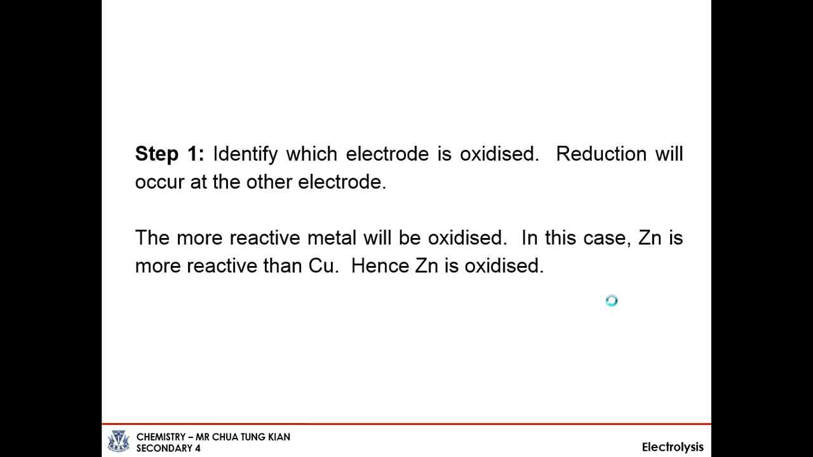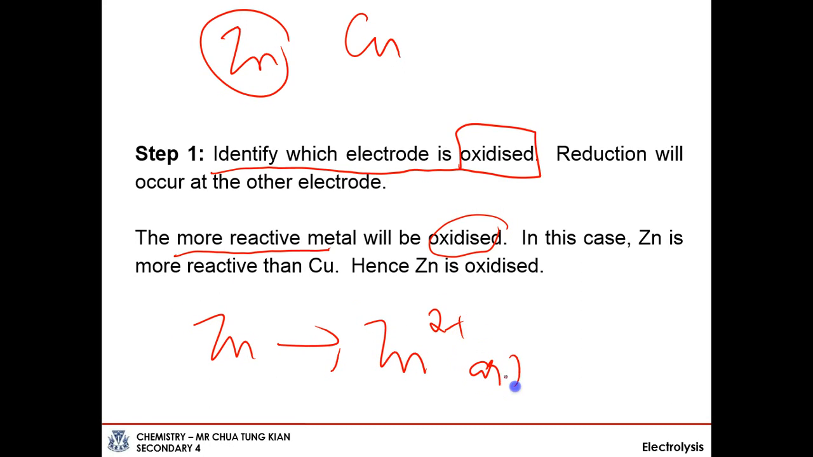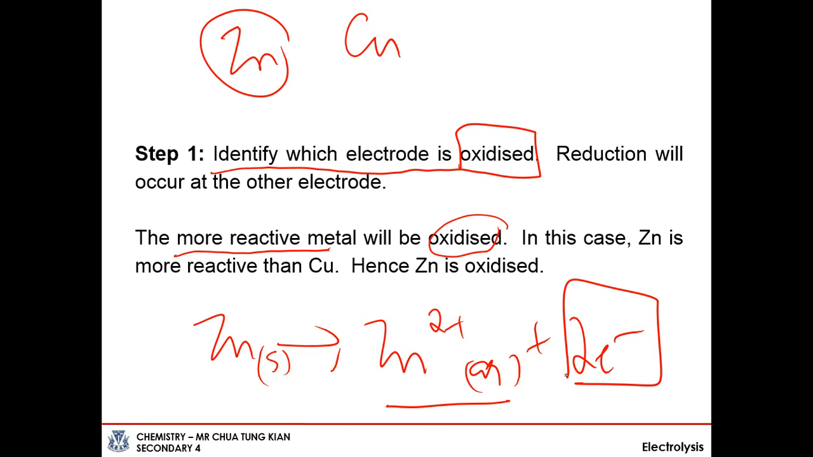So first of all, we have zinc and copper. We must first identify which electrode is oxidized. And because one is oxidized, reduction will happen at the other electrode. So in this case, the more reactive metal here will be oxidized. So in this case, it is Zn. Zn is the more reactive metal, it is oxidized. So when it is oxidized, what does it form? Zinc is oxidized to Zn2+ plus 2 electrons. So you can see for now that the electrons come from the oxidation of zinc.